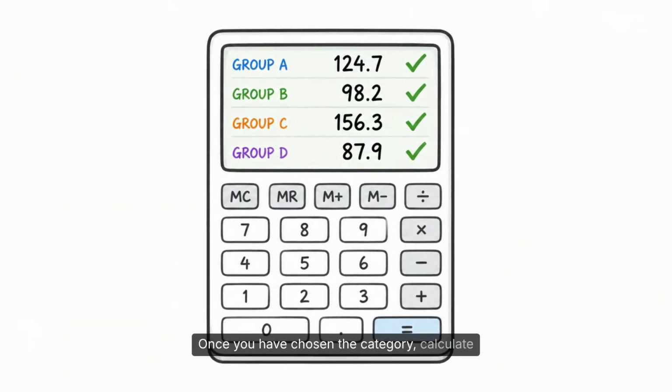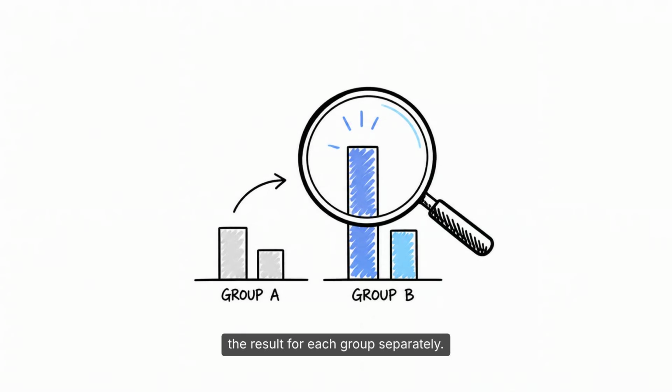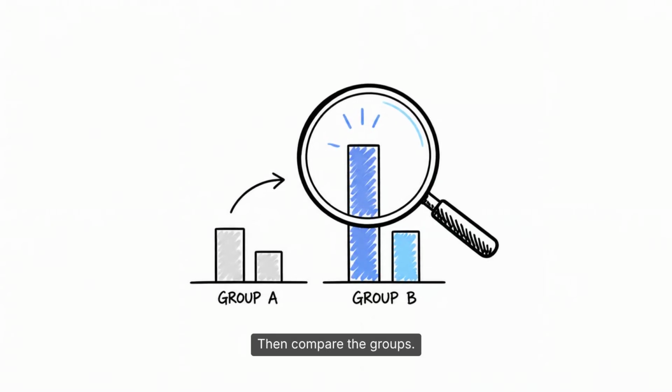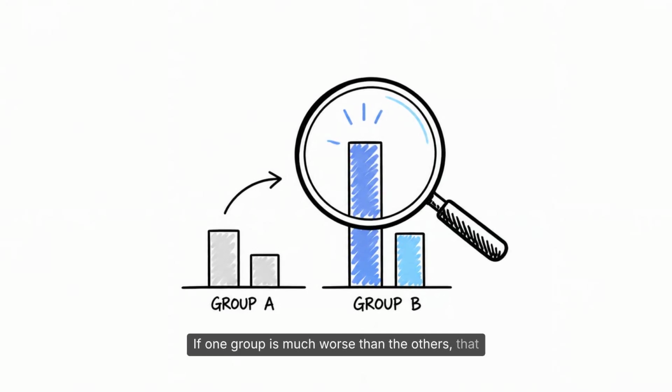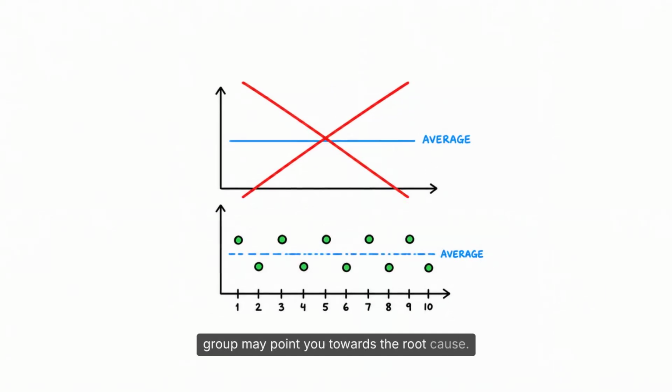Once you have chosen the category, calculate the result for each group separately. Then compare the groups. You are looking for a clear difference. If one group is much worse than the others, that group may point you towards the root cause.